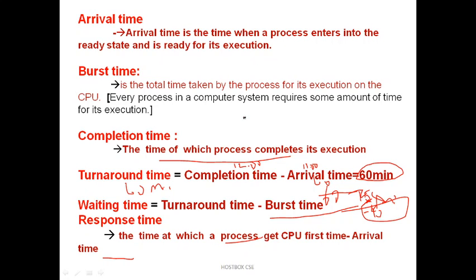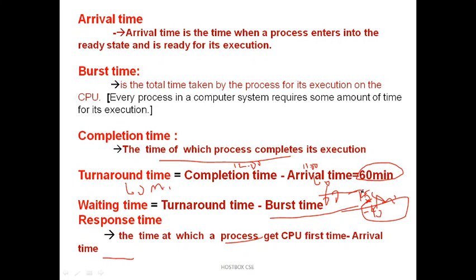Then completion time means the time at which a process completes its execution. So in total, how long will it take? For example, process 1 may take 10 seconds, another process 40 seconds, and so on. Turnaround time means total completion time minus arrival time: the time at which we complete the process minus the time we started the process. That is what we are discussing here.